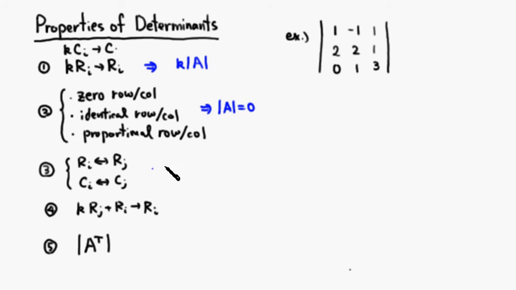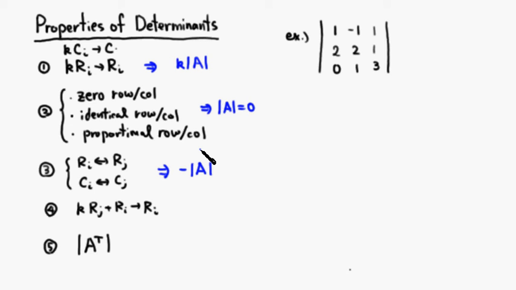Then if you exchange rows or exchange columns, it changes the sign. The determinant becomes the negative of the original determinant. So every time you switch a row or switch a column, it changes sign. If you switch rows twice, then it doesn't change sign.